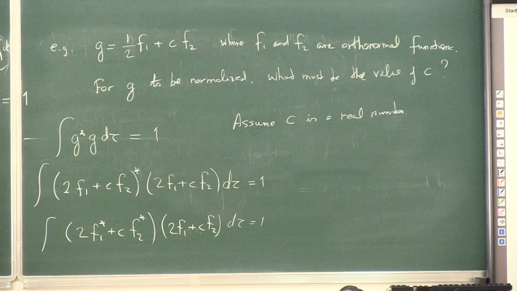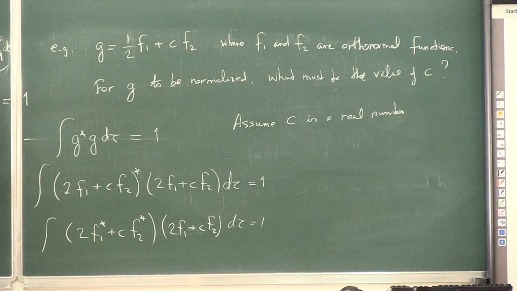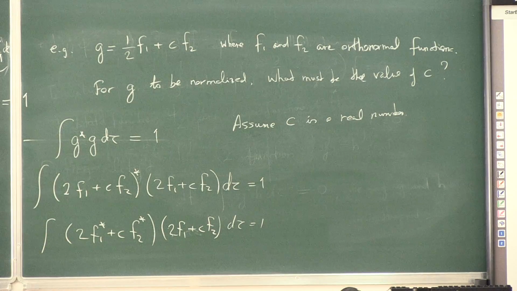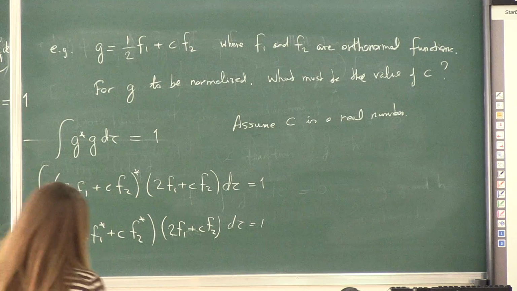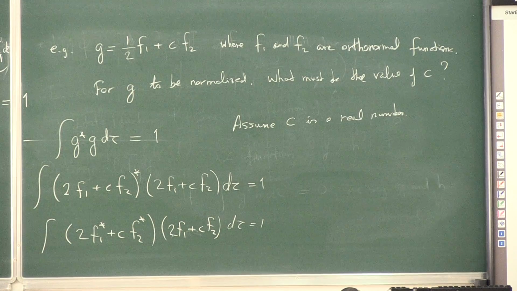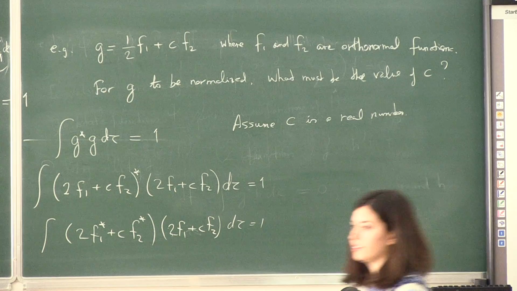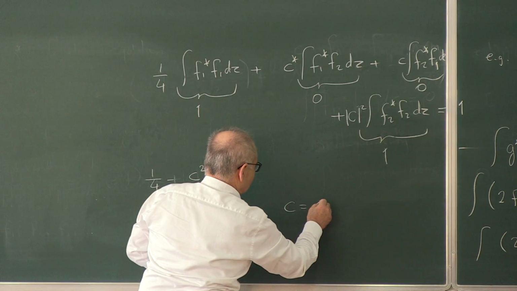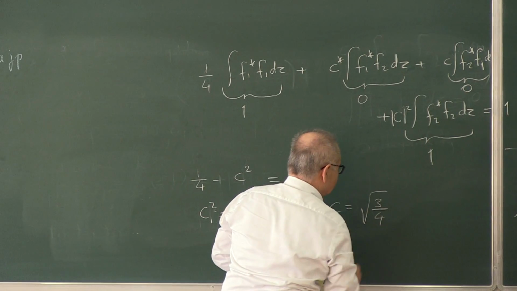This would be 1. This would be 1. And then, all right. Then we would have 1 over 4 here. And c square, we still assume it is a real number. C square is 1 minus 1 over 4, which is 3 over 4. Then C could be plus or minus, but we take the plus sign, square root of 3 over 4.